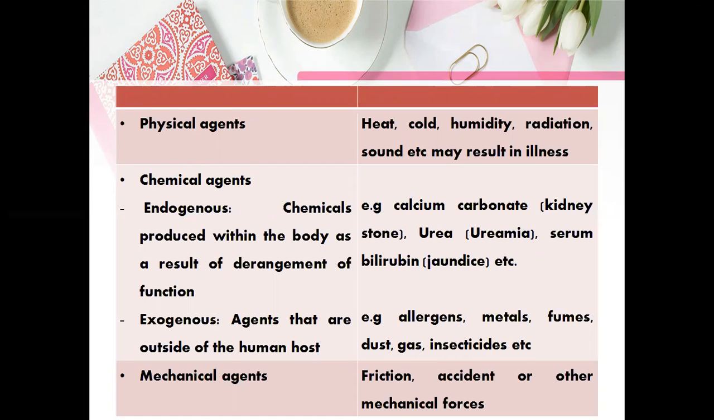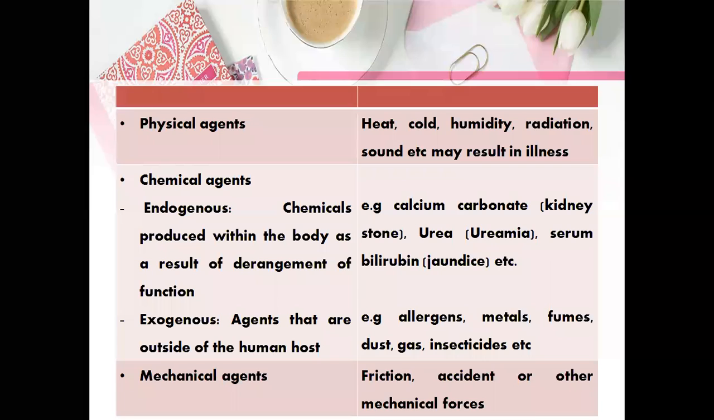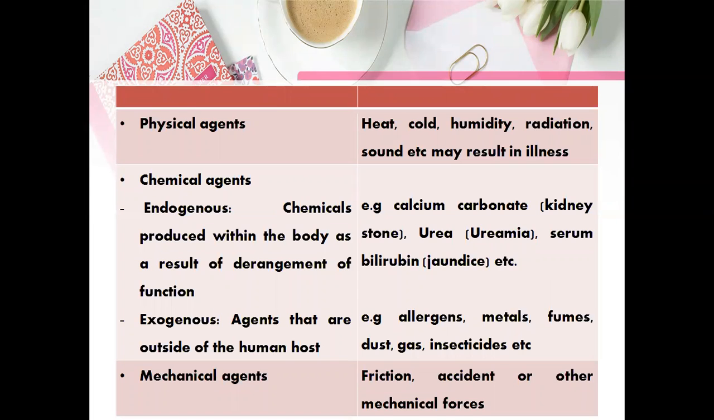And this jaundice is very common among the newborn or even among the adult. So these are the endogenous chemicals which can cause disease. Then coming to the exogenous, for example, allergen. Any allergen, it can be from anywhere. Then metals, because of fumes, because of dust, any type of gas.